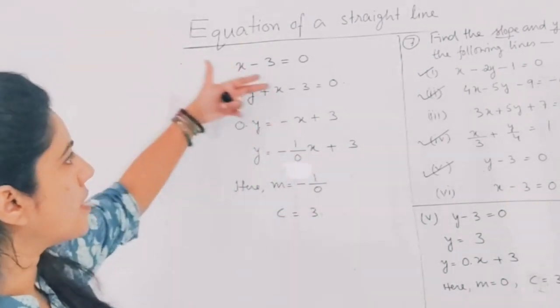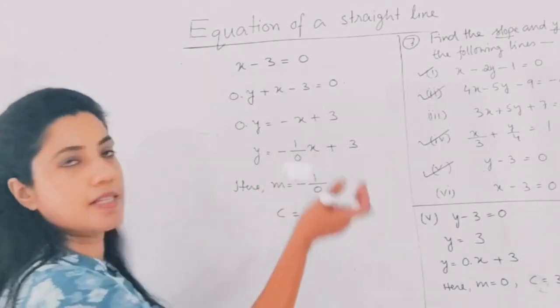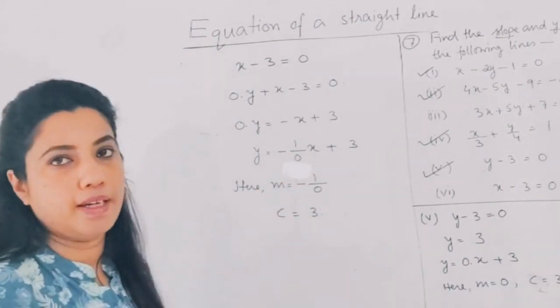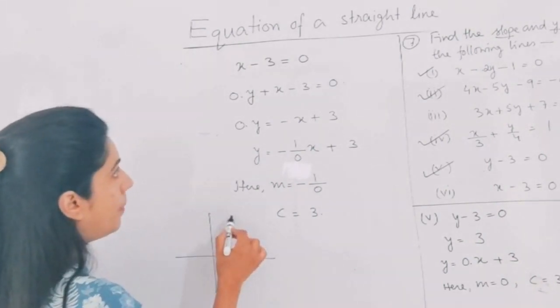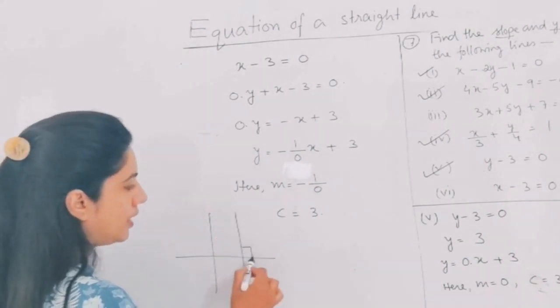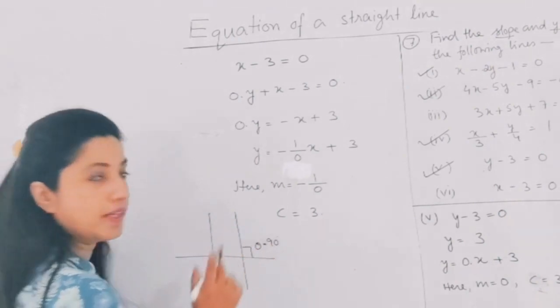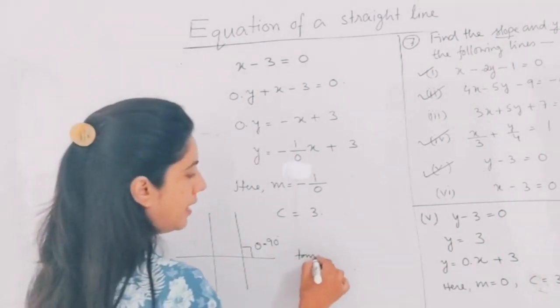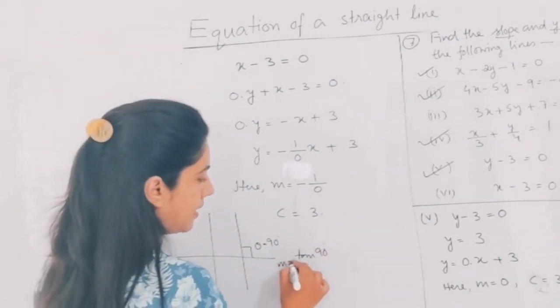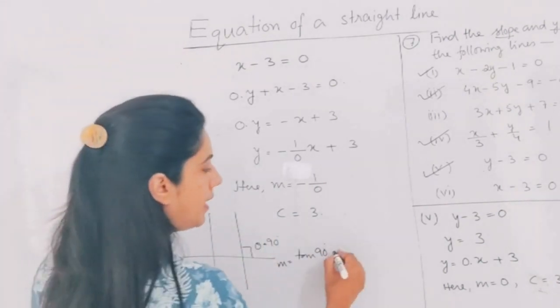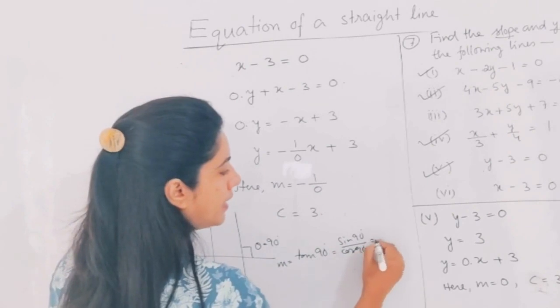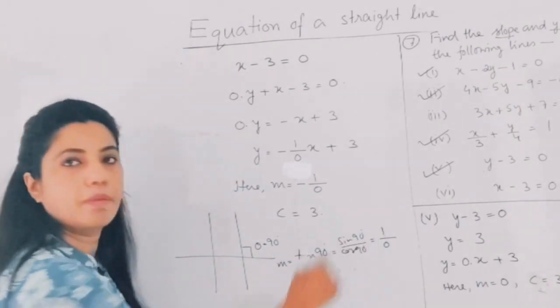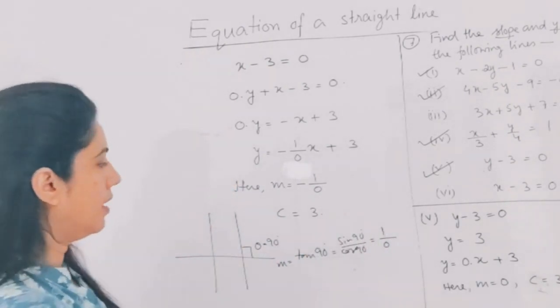So here it is x is equal to 3, which means it is in the form of x is equal to b, that is, it is parallel to the y-axis. When the line is parallel to the y-axis, the theta becomes 90 degrees, and m is tan 90, slope is tan 90. Tan 90 means sin 90 by cos 90. So sin 90 is 1, but cos 90 is 0, so it is 1 by 0. That is why it is coming this way.